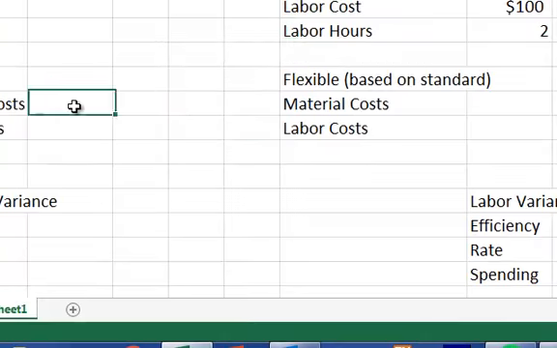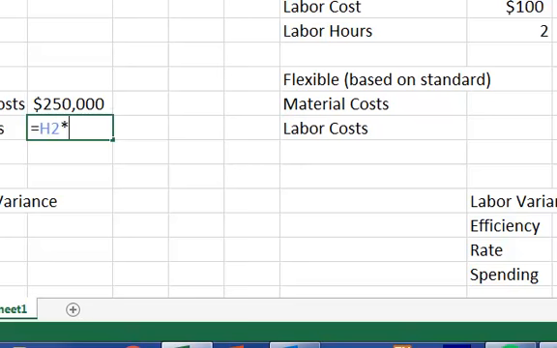Okay, so to get my standard material cost, I'll just take the number of bikes per month that should be produced times the material cost. So it's $250,000. Then you get the labor cost, that's just the number of bikes times the labor per bike, which is $100. Okay, so we had $300,000 total.